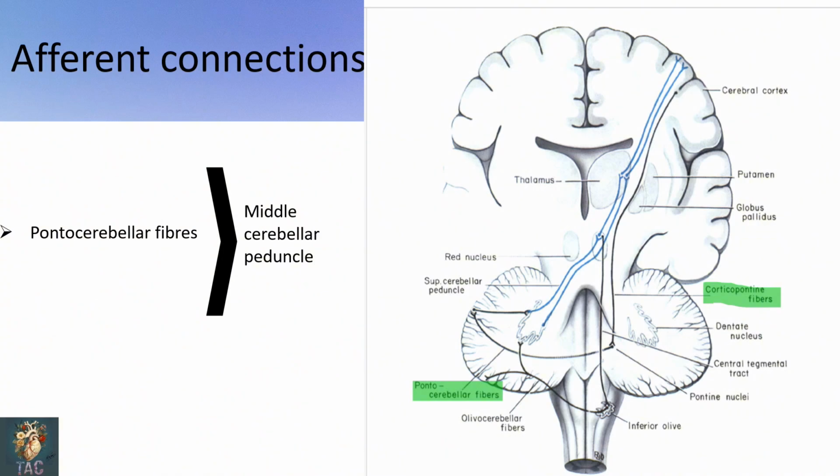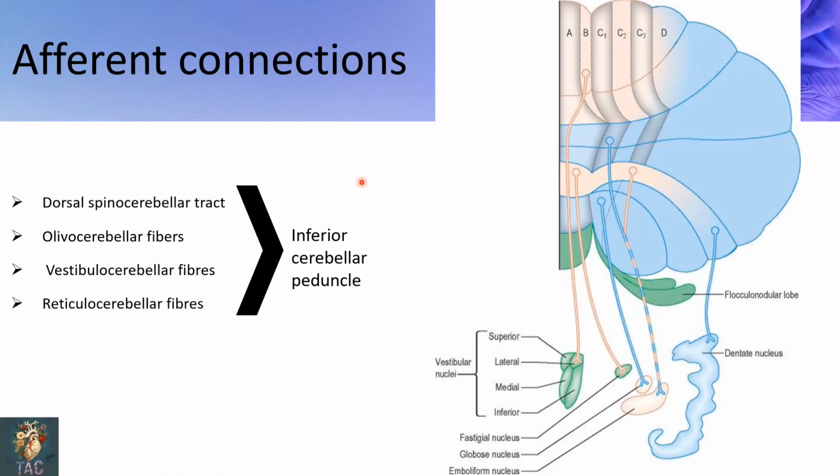Then the connections present in the inferior cerebellar peduncle are the dorsal spinocerebellar tract, the olivocerebellar, the vestibulocerebellar, and the reticulocerebellar. So these are the different tracts. Here you can see the vestibular nuclear complex has different parts, the superior, lateral, medial, and inferior parts, and its fibers are going to the B lamina of the cerebellar cortex, which is then attached to the vestibular nucleus. So these are the different tracts.